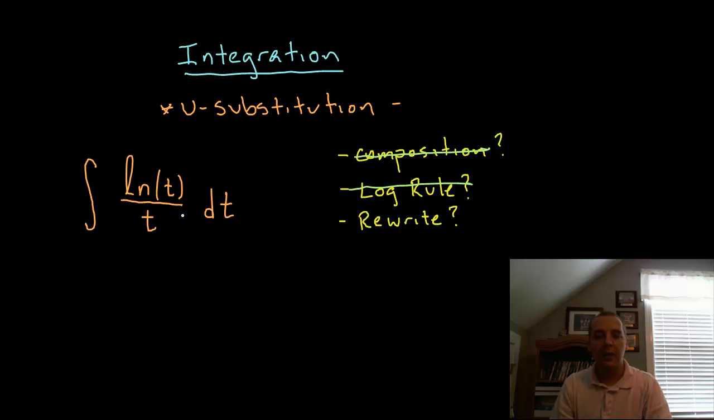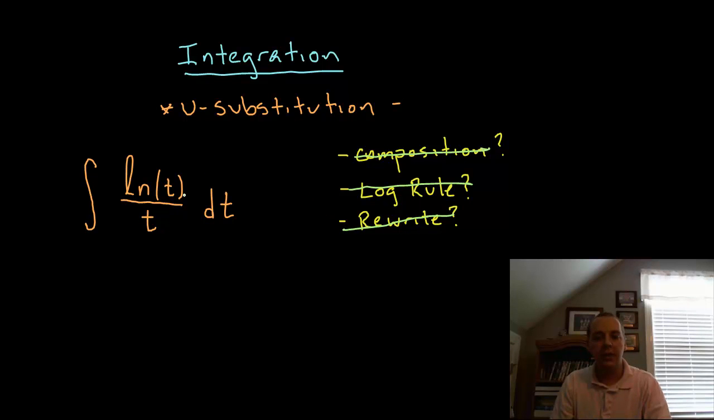A lot of times you can rewrite an integrand, change the way that it looks, move terms around to make it fit one of your more basic rules. I don't really see that helping too much either. You could write it natural log t times t to the minus 1. That doesn't really help either.